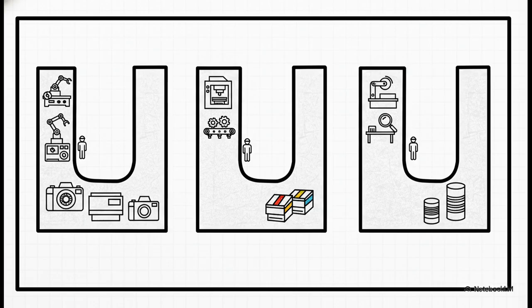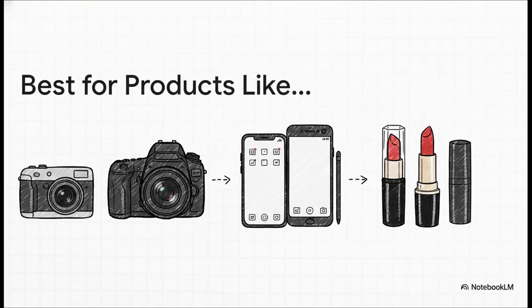Each one of these cells has all the machines and the skilled workers it needs to produce a whole family of similar products. So inside the cell, it kind of works like a mini assembly line, but the factory as a whole can have tons of different cells all making different things. This approach is absolutely perfect for products that have some variety but are still made in pretty large numbers. Think about all the different models of a smartphone or a printer.